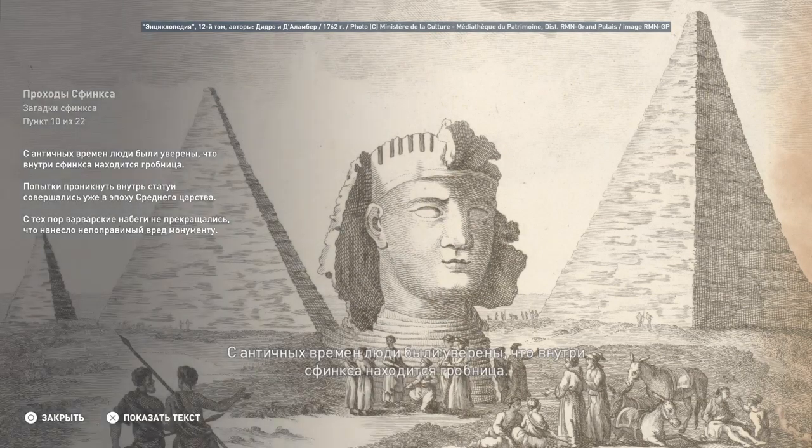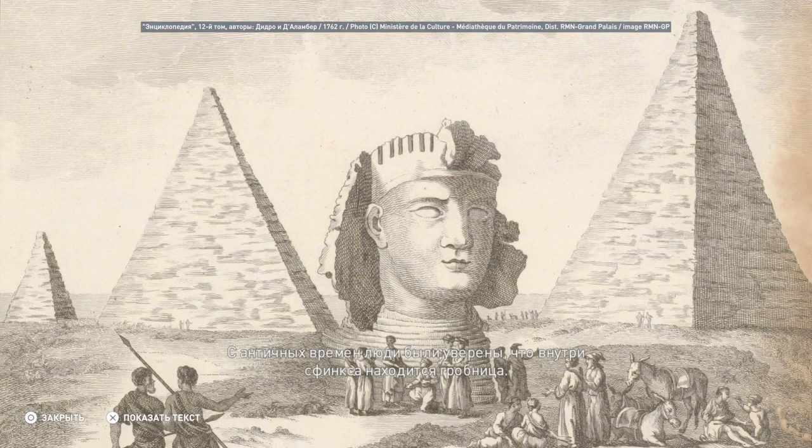Since antiquity, people have always believed there was a hidden tomb deep within the Sphinx. It is thought that attempts to plunder the Sphinx began as far back as the First Intermediate period. Since then, numerous attempts to pierce the Sphinx's secrets have been carried out, leaving indelible scars upon the monument.